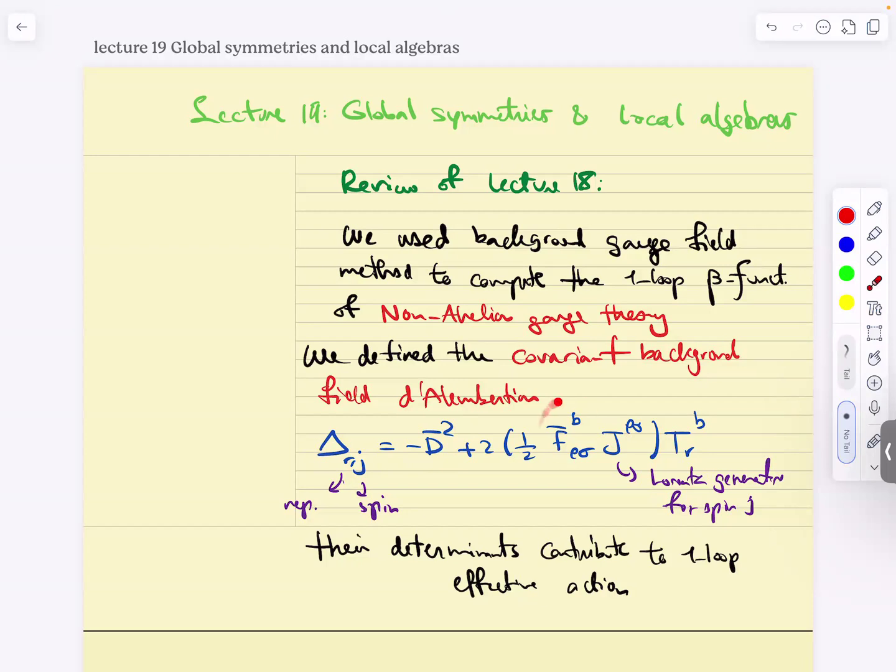This is the background covariant derivative. Then you have the background field strength, which is sitting next to these. These are the gauge Lie algebra generators. And then here is the Lorentz generator for spin J. The determinants of these operators contribute to the one-loop effective action.